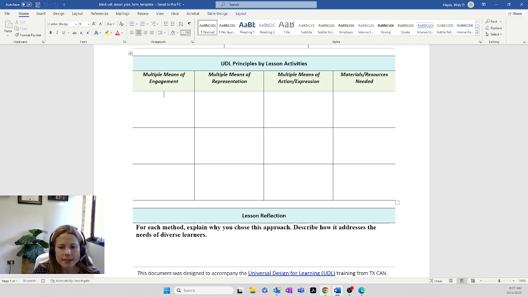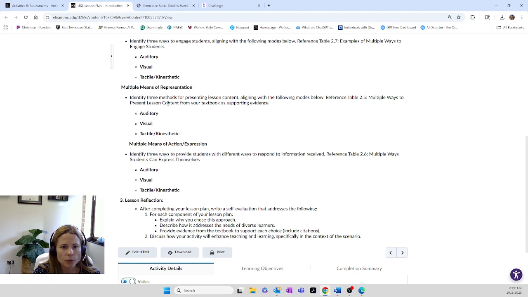Okay. And the same thing is going to go when you go to multiple means of representation, which is the second column in your lesson plan. You're going to identify 3 methods for presenting lesson content and then align with the following modes. Now, again, I want you to reference table 2.5. It says multiple ways to present lesson content.